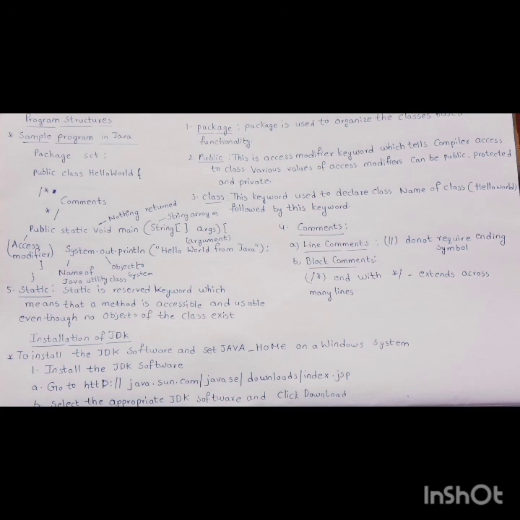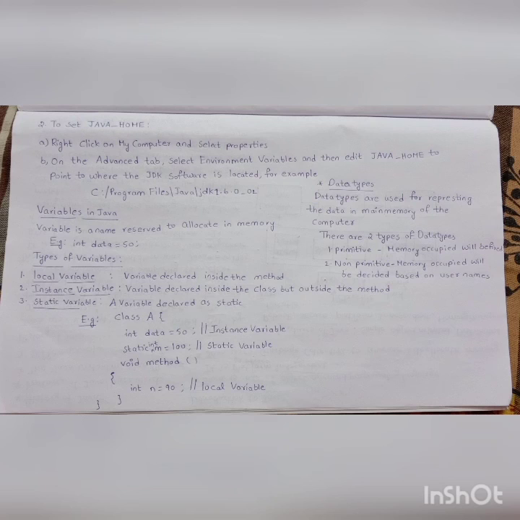Next one, installation of JDK. JDK stands for Java Development Kit. To install JDK software and set Java Home on a Windows system, first we have to install the JDK software. Go to the link java.sun.com, Java SE downloads index.jsp. Next, select the appropriate JDK software and click download. Here the JDK installation will be completed.